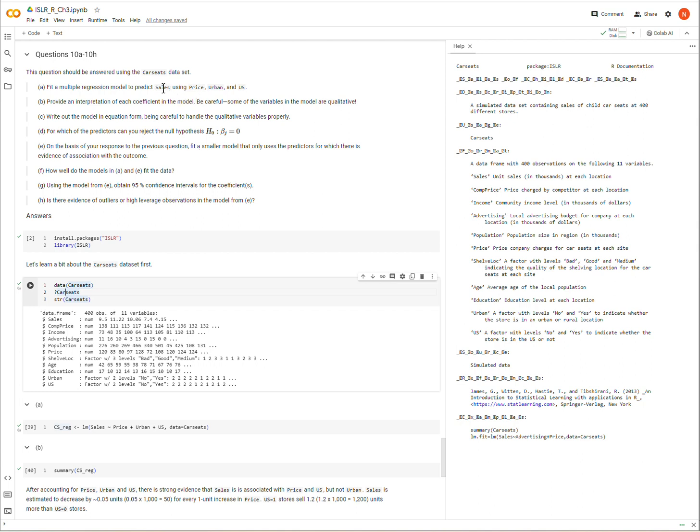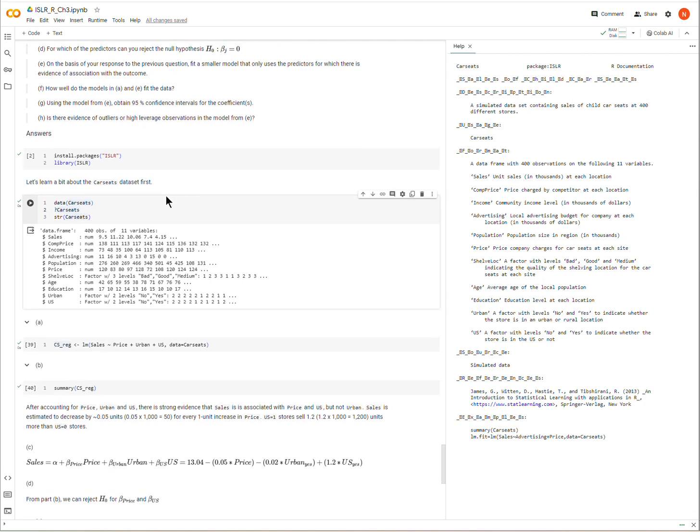The variables that I'm going to be looking at are sales, which is unit sales, so thousands of car seats at each of these stores; price, which is just the price for each car seat that the company's charging; and then urban and US, and we see that urban and US are both factors. So they're yes or no in both cases, of whether or not the store is in an urban location, and whether the store is in the United States or not.